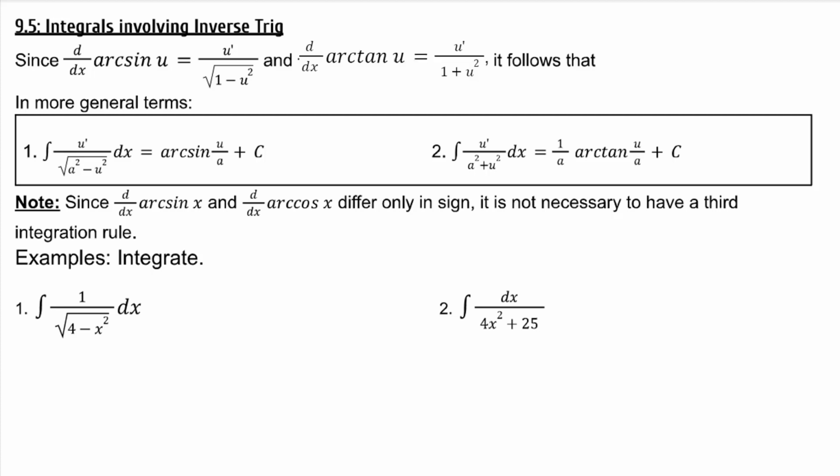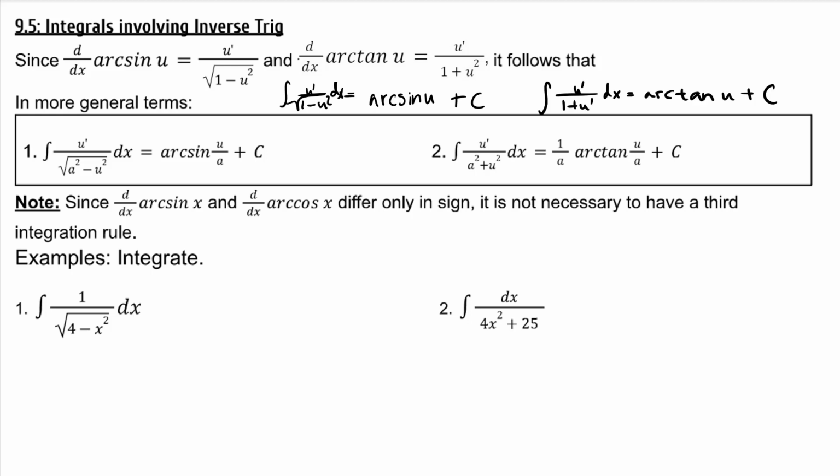Since the derivative of arcsine u is u prime over square root 1 minus u squared, that means our integral of u prime over 1 minus u squared under the square root is going to be arcsine u plus c. The derivative of arctan u is u prime over 1 plus u squared, so that means the integral of u prime over 1 plus u squared is arctan u plus c.